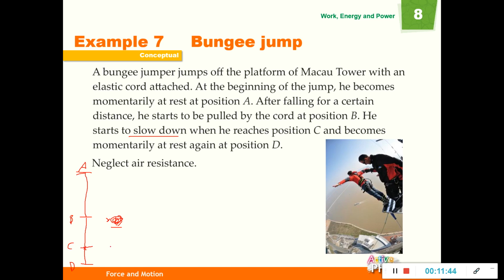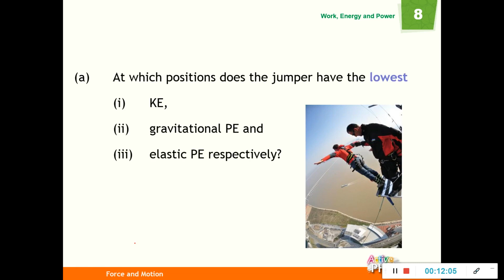How about the second one? The second one will be the GPE. GPE will be the maximum. It means the highest position, A. EPE. It means that the extension should be the largest one, D. Okay, this is for part B.